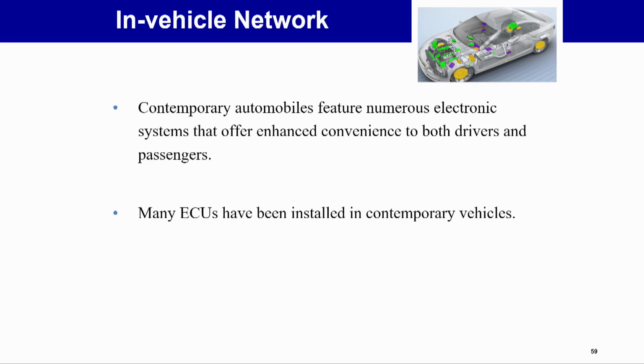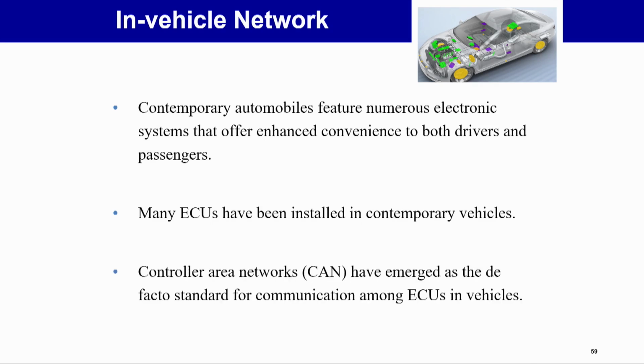These ECUs are connected by a network that is called Controller Area Network, or you might have heard CAN bus. This is very popular in vehicle networks, and it is the de facto standard for communication among electronic control units in vehicles. So CAN is basically connecting all the electronic control units.